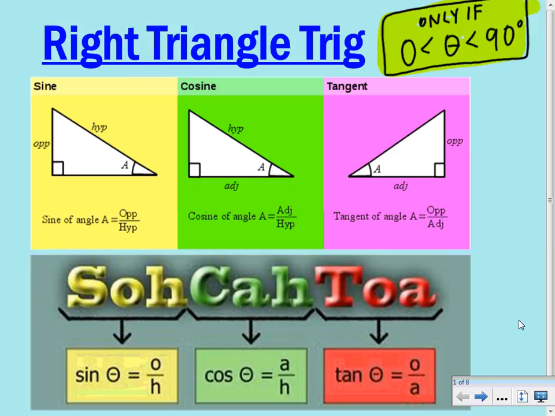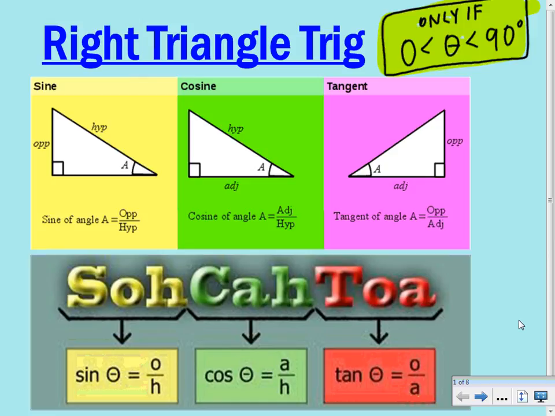And everything that we learn through this video in right triangle trig world is only good for angles that are between 0 and 90 degrees, so not good for obtuse angles. We'll study those later. But you've got your three definitions here for sine, cosine, and tangent.